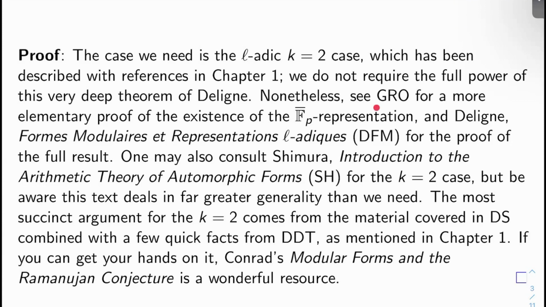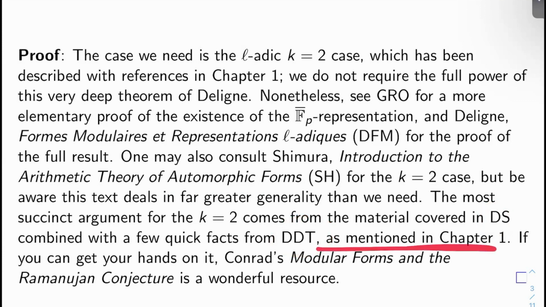Let's see, Gross's book has an elementary proof of the existence of the F_p bar representation. So what was this book called? It was called Gross, a tameness criterion for certain Galois representations, or something like that. Then there's Deligne's paper itself, which I'll call DFM. You can also consult Shimura's book, Introduction to the Arithmetic Theory of Automorphic Forms, which I'll call SH, for the k equals 2 case, which is the only case we'll need, but somehow that text deals in greater generality than we really need. The most succinct argument for the k equals 2 case comes from material covered in Diamond and Shurman, combined with a few quick facts from the Diamond-Darmon-Taylor notes.